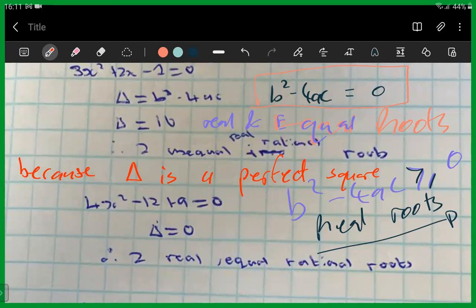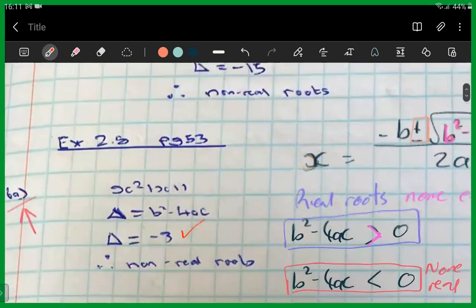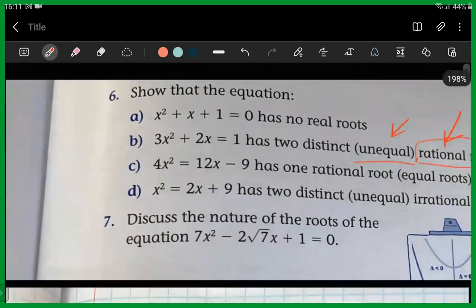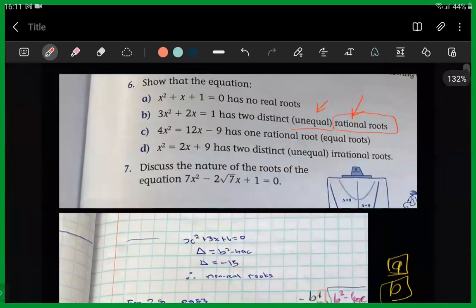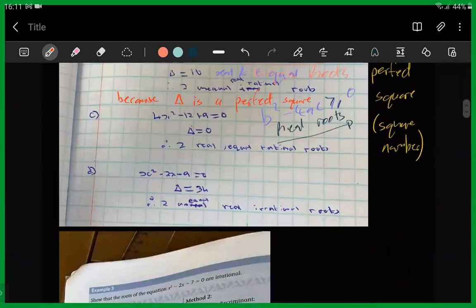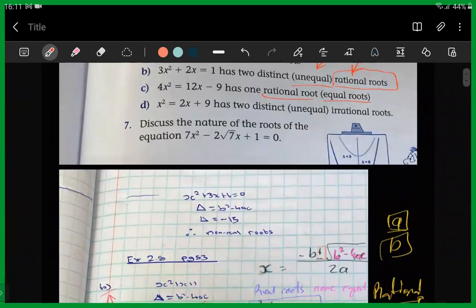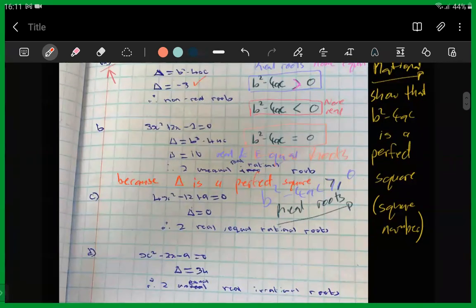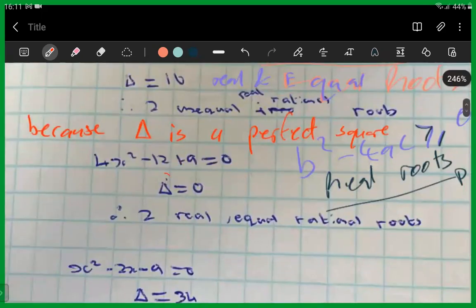What else do we have here? Let me see. The next one says we should work out where this equation has one rational root, so equal roots that are rational. So C is the one you said we should do. With C, you took everything to one side, and then you found out that delta is equal to 0. So you said you had two real equal rational roots.